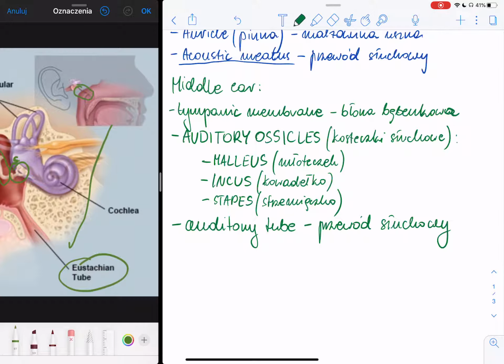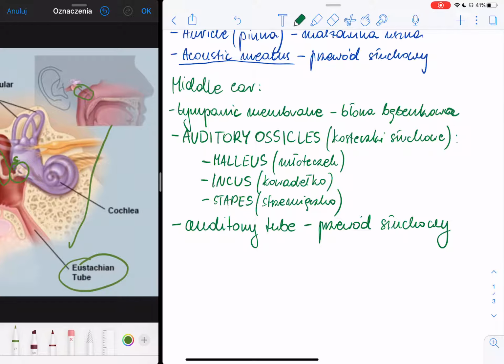Why is there a need for something like this to be in our ears? Because of the air pressure. This connection is absolutely necessary to make the air pressure even on both sides of the tympanic membrane. Otherwise, the tympanic membrane would not be able to move to vibrate and thus pass the stimuli further.